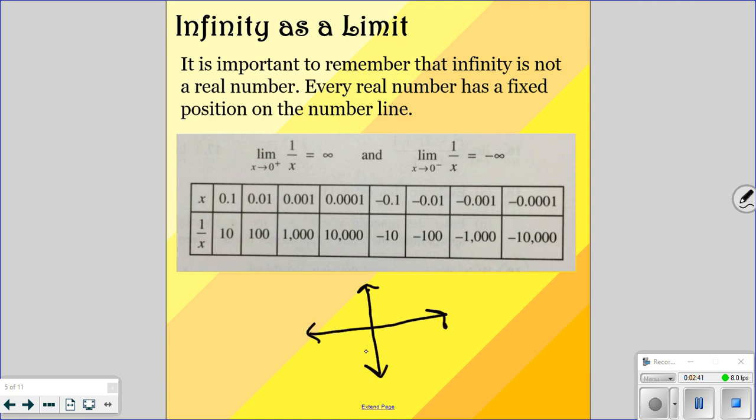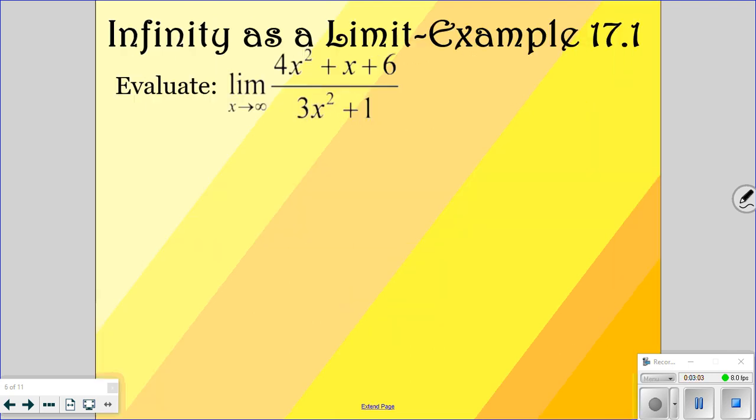The graph of 1 over x looks like this. And so from the right, as you approach 0, you're going up to infinity, and as you approach 0 from the left, you're going to negative infinity. So that's how you can have infinity as a limit.